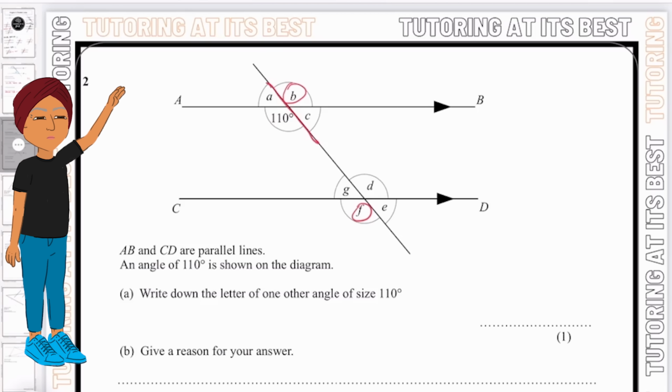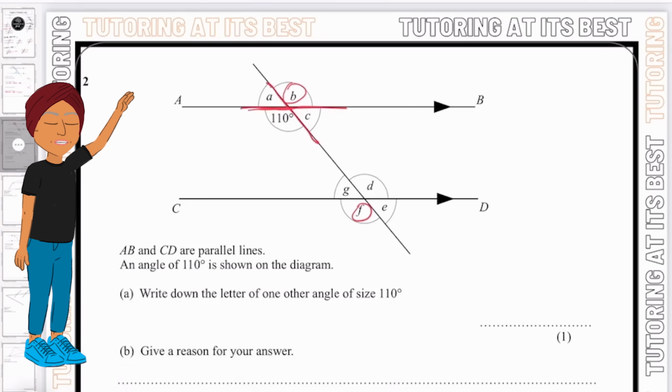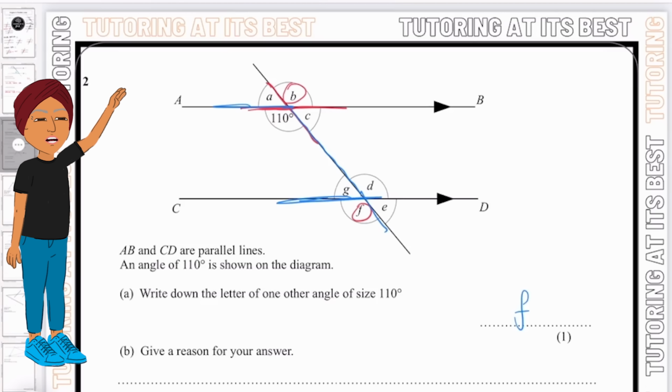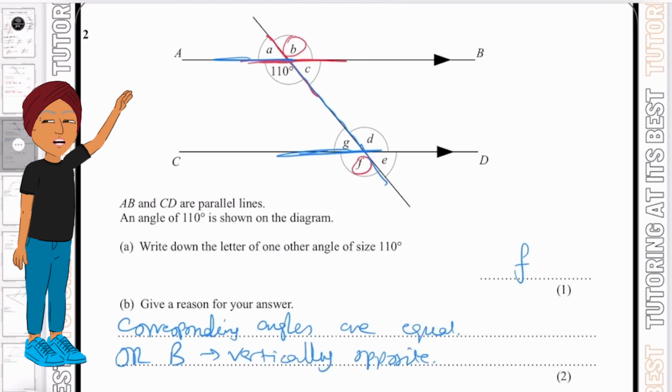So B would be on the basis of it being vertically opposite, which is your X angle. Or F could be on the basis that it is a corresponding angle, and there would be your F angle. So let's go ahead with F, and let's note down that it's a corresponding angle. Marvelous work.